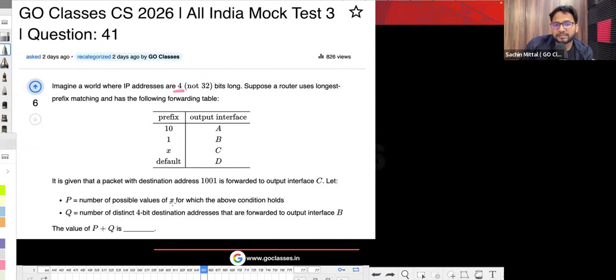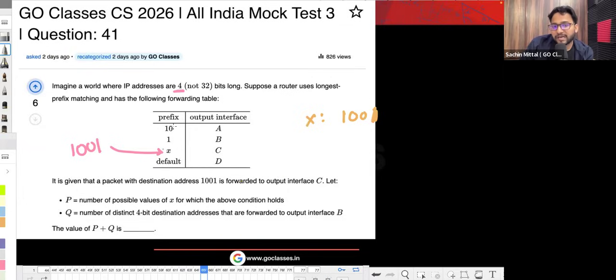Now it is given that the destination address 1001 is forwarded to output interface C. So what are the possible values of X? Let's find out. Since the IP address is just 4 bits, 1001 is the complete IP address. If it is forwarded to C, it means X must be either 1001, or what are the other possible values?